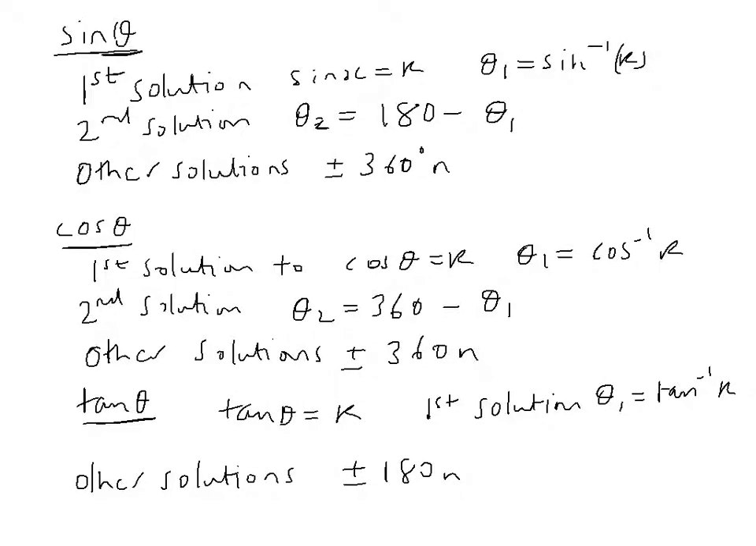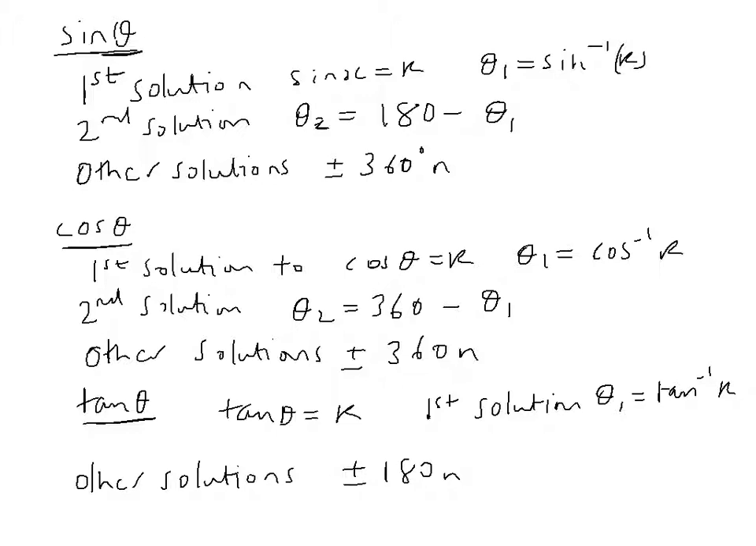Okay, so let's start with recapping what we've learned so far. With sine theta, if we have an equation like sine theta equals k, to find the principal value we can put that into a calculator and do the inverse sine of k, and that will get our principal value, theta 1. To generate the second value, we do 180 take away theta 1, and we then add or subtract multiples of 360 to theta 1 and theta 2 to generate more values.